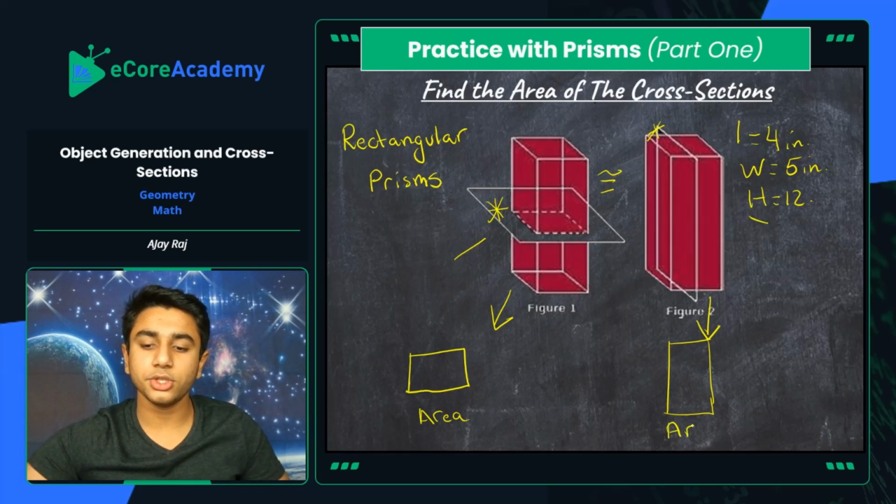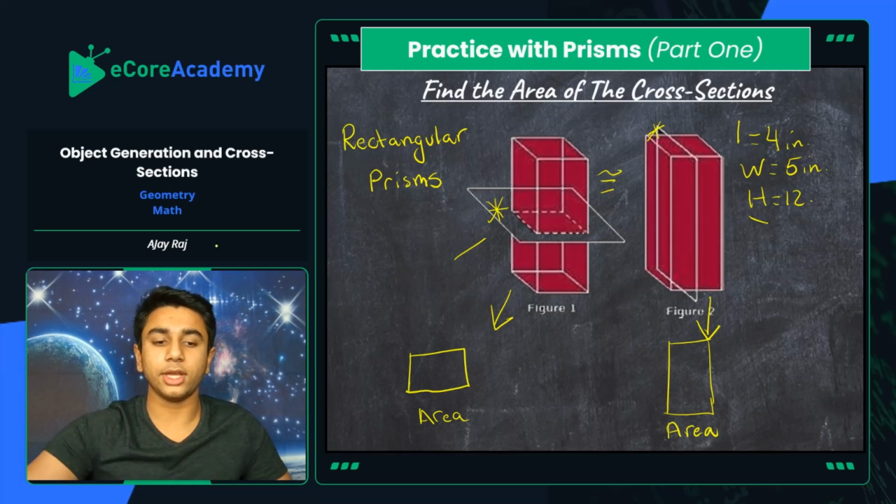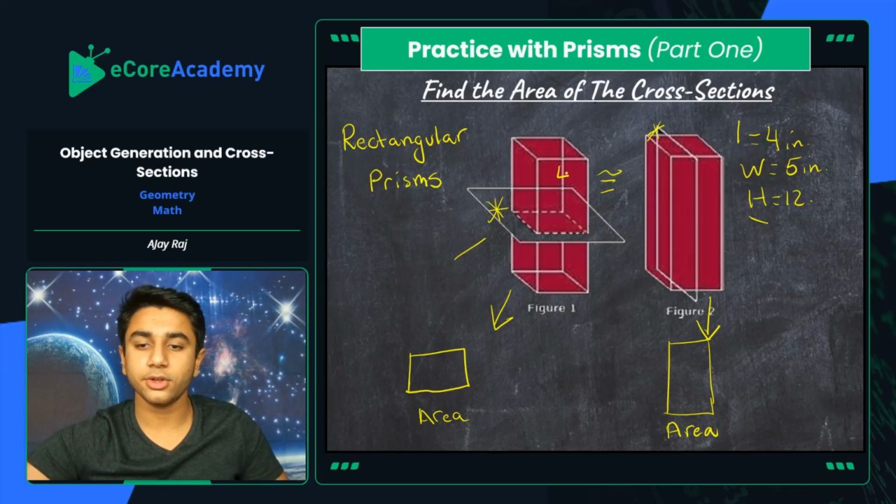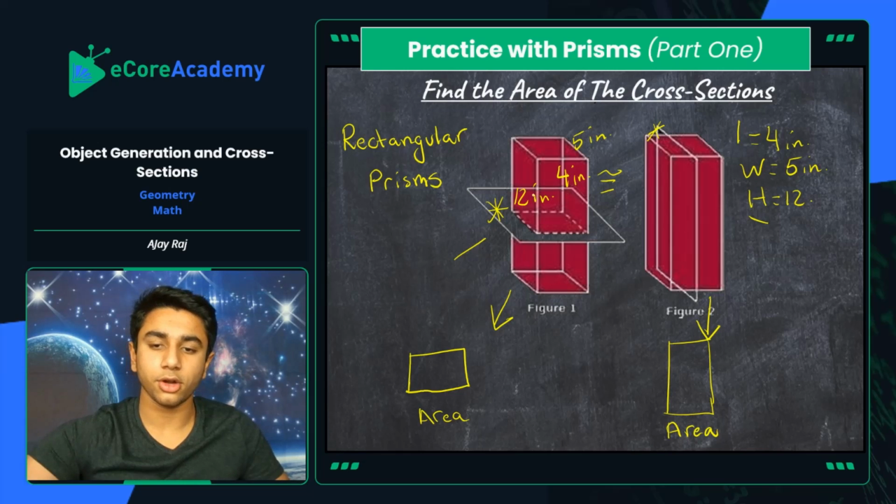So with the given information, we're going to label these rectangular prisms. We know that our length is 4 inches, so this guy right here is going to be 4 inches. We know our width is 5 inches, so this guy right here is 5 inches. And then we have a height of 12, so let's label this long piece right here 12 inches.